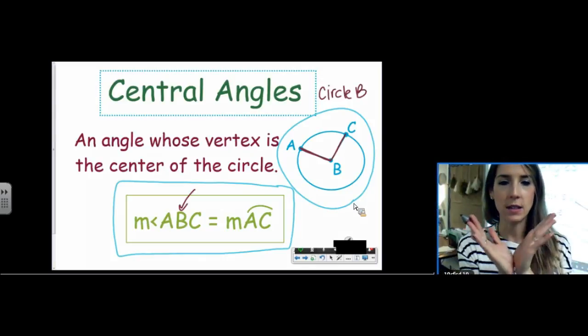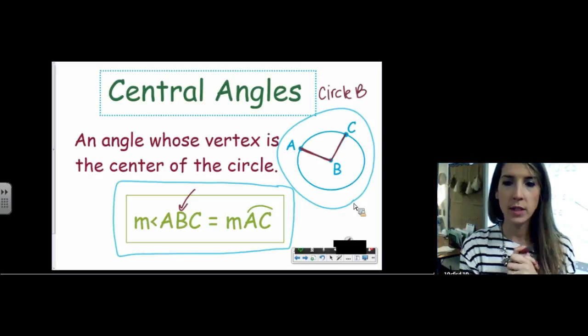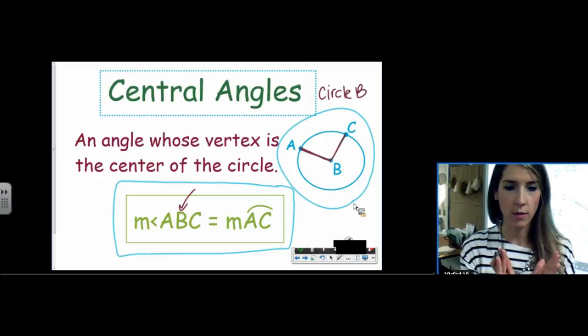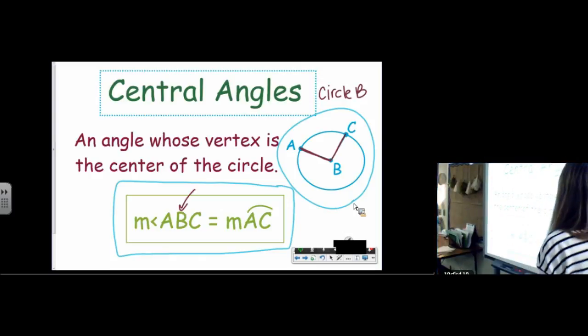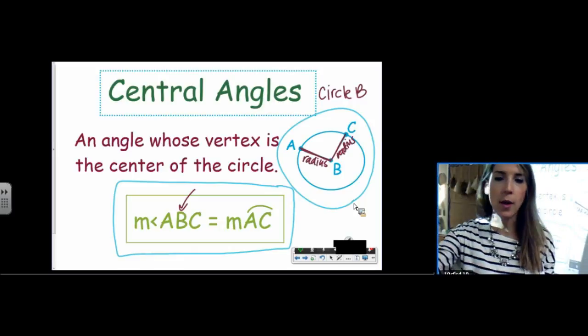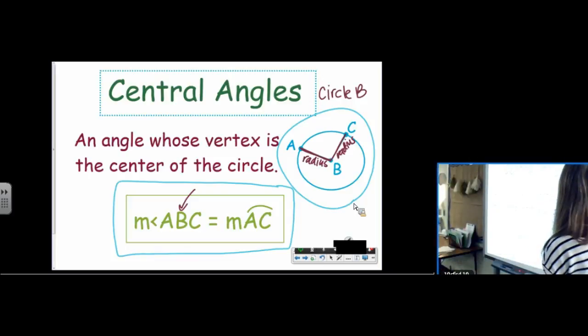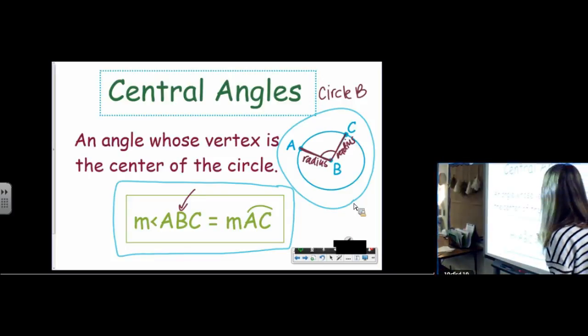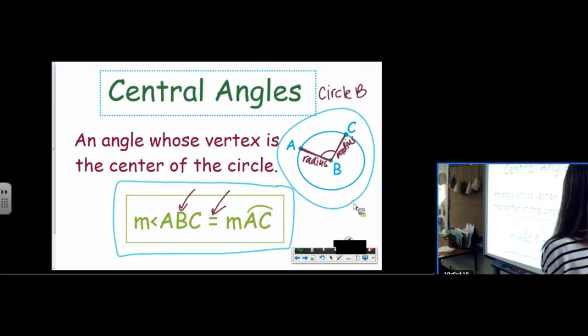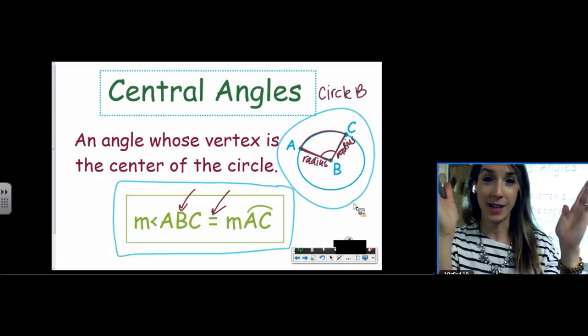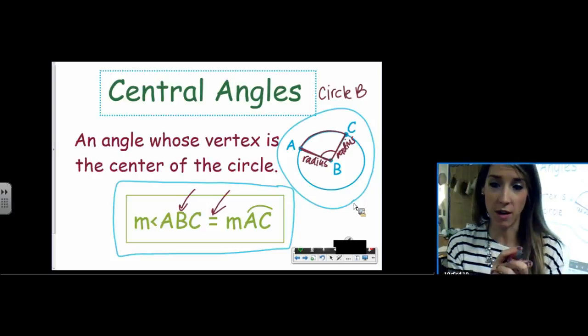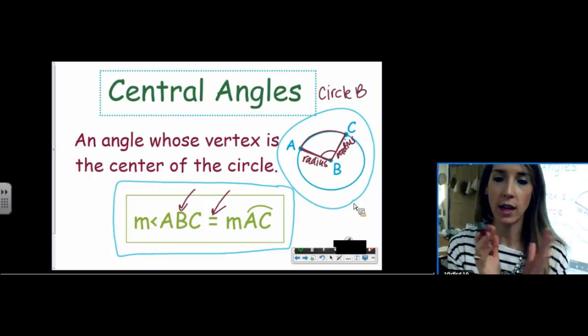What are the rays of a central angle? What's the vocab word for the segments that make up the central angle? Good. Radius. So this is always made up of the radii intersecting at the center. Okay, so what this formula is saying is that the measure of this angle is equal to the measure of the arc that it opens up to. And we're going to call that an intercepted arc. It's equal to the measure of the arc it opens up to.